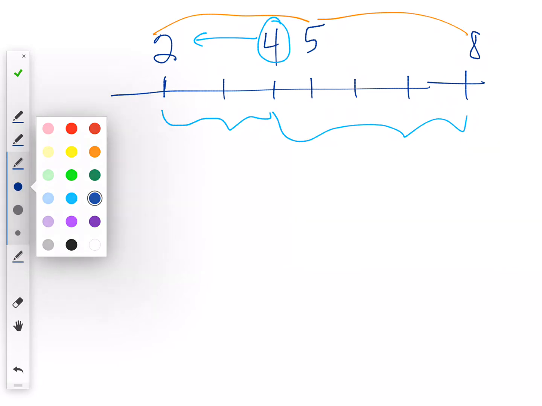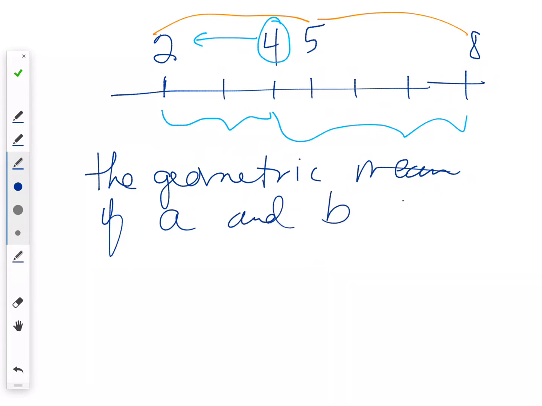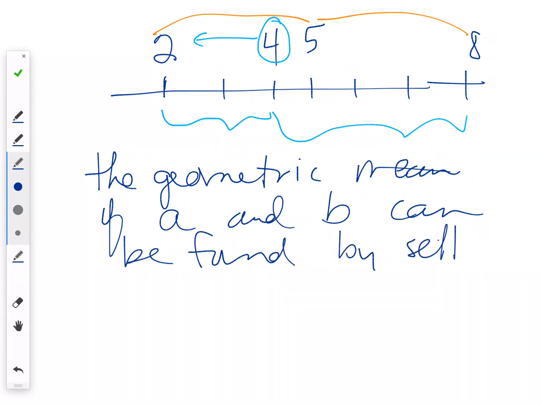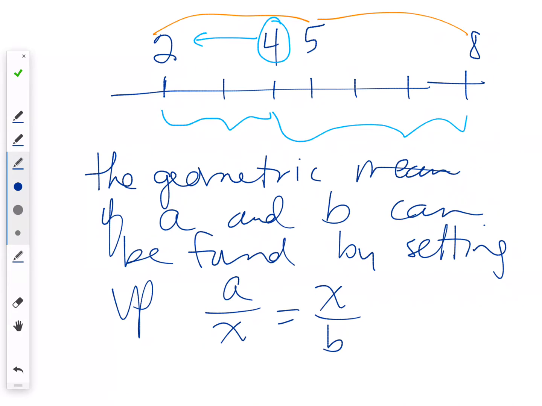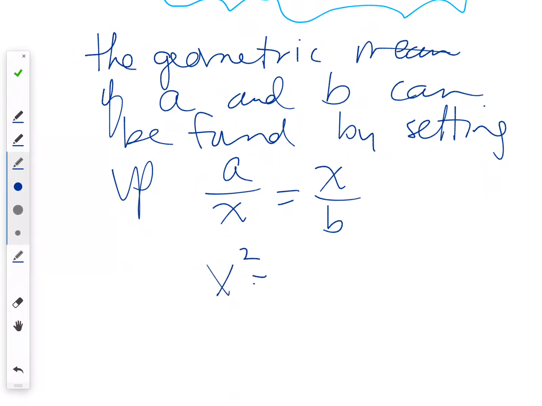And so to recap, the geometric mean of A and B can be found by setting this up: A relates to X the same way that X relates to B. I've also had students get used to saying that X squared equals A times B, or X is the square root of A times B. And so that ends up being the geometric mean.